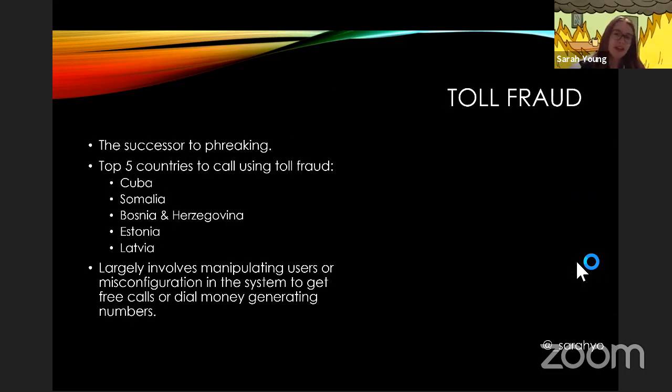So toll fraud, this is the successor to phreaking. If there's anybody on the call from any of these countries, I do apologize. I'm not trying to have a go at your country, but the top 5 countries to call using toll fraud at the moment are apparently Cuba, Somalia, Bosnia and Herzegovina, Estonia, and Latvia. When I was a VoIP engineer, we used to generally block Nigeria as well, and Pakistan. There tended to be quite a lot of toll fraud to those countries.